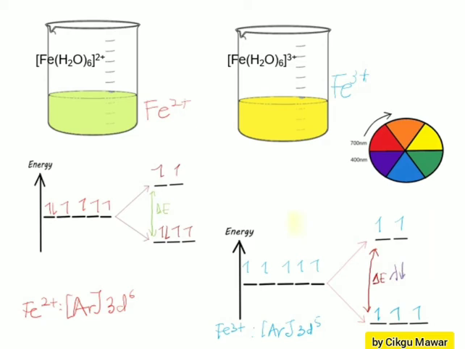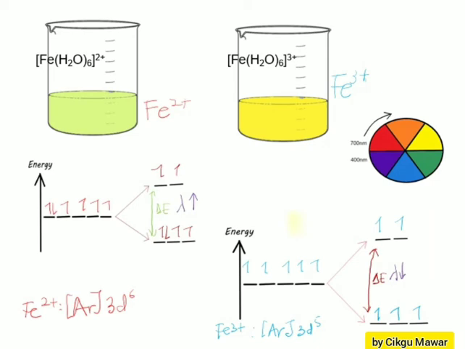So the higher energy difference will give a shorter wavelength. Why? For a smaller energy difference, the wavelength will get longer. That's why, for the different oxidation states of iron, the shorter wavelength of light is absorbed for iron 3 plus.